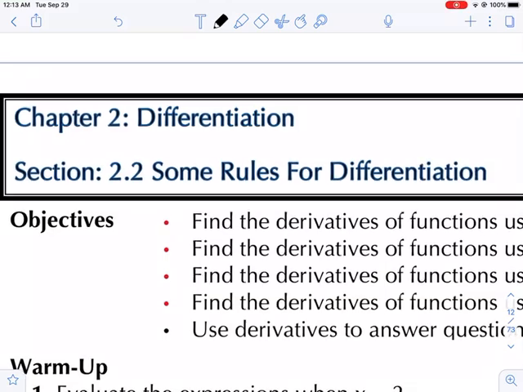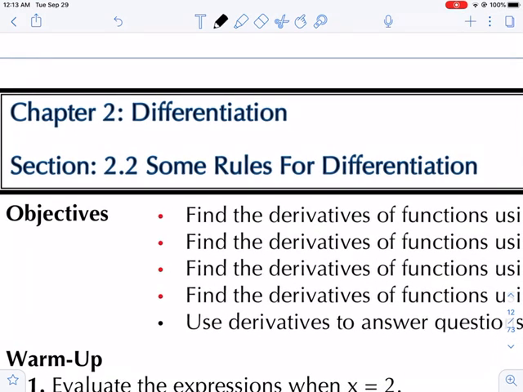Okay, we're going to be working on some rules for differentiation. So I'd like you to look at the warm-up and scroll down on your notes and try the warm-up. Pause your video and try the warm-up and check them when you're finished.